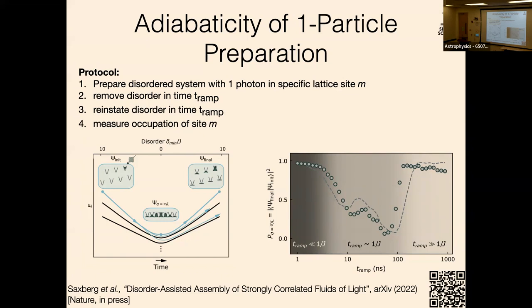So to see if we're going slowly enough, what we do is we start in this eigenstate, we ramp to degeneracy on some time scale, and then we ramp back, okay? And then at the end, we measure the probability that we end up in the state we started in, okay? And if we went too fast, then we'll go into different eigenstates and all of the probability won't go back into that initial site. And so this is that probability of going back into that initial site versus ramp time.